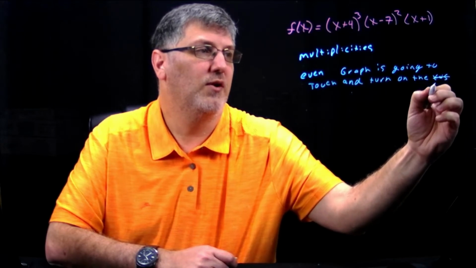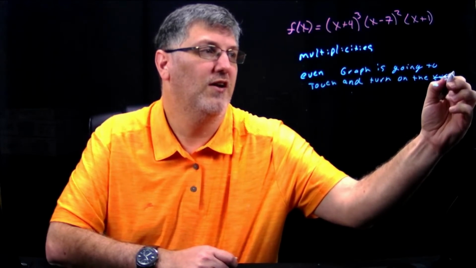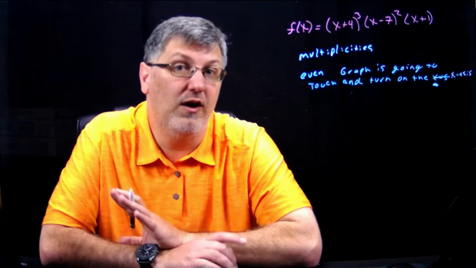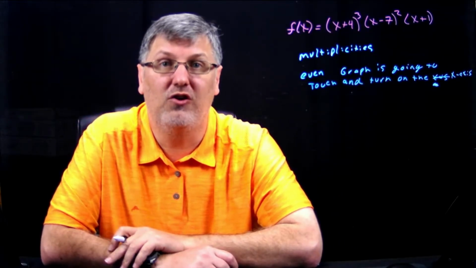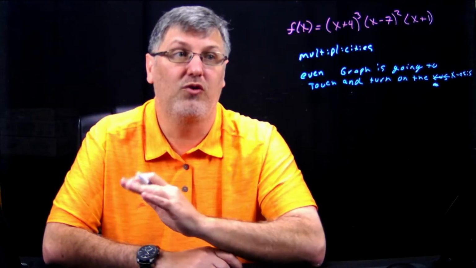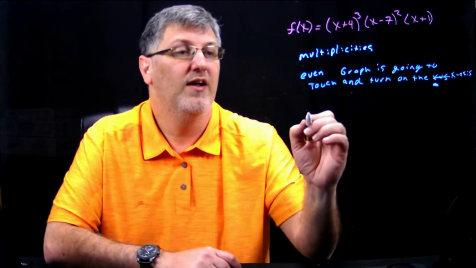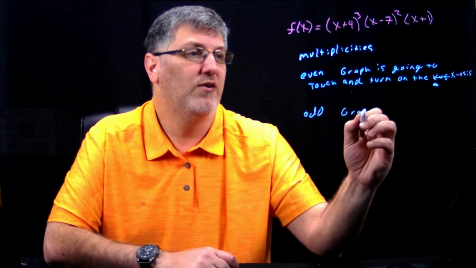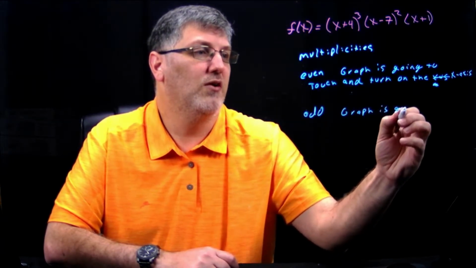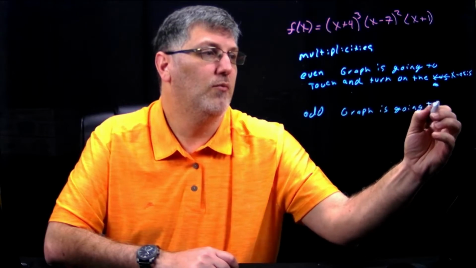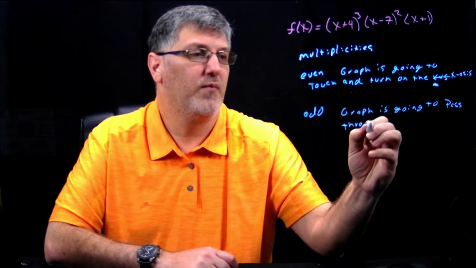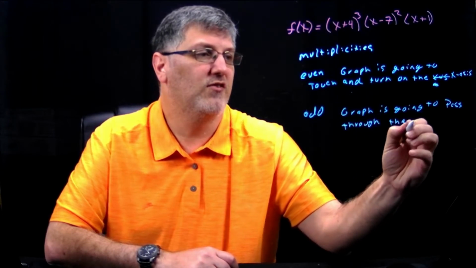Okay, so if you have even multiplicity, it's going to touch and turn. Multiplicity means how many times the factor occurs, and we'll talk about that in more detail in a second. If you have odd multiplicity, your graph is going to pass through the x-axis.